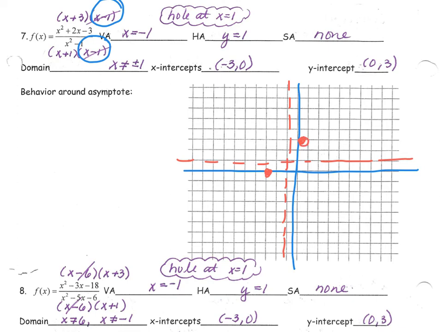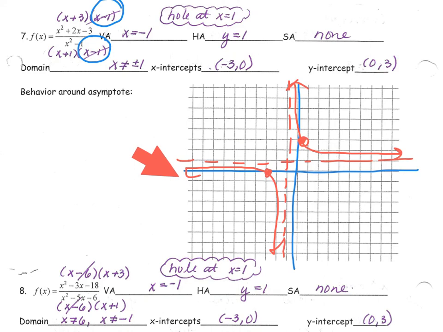Okay, now I can kind of see what's happening here. I'm going to go ahead and sketch it in. So we have one piece of the graph that's down here, and we have one piece that's up here. Now what we need to do is account for the hole in the graph.